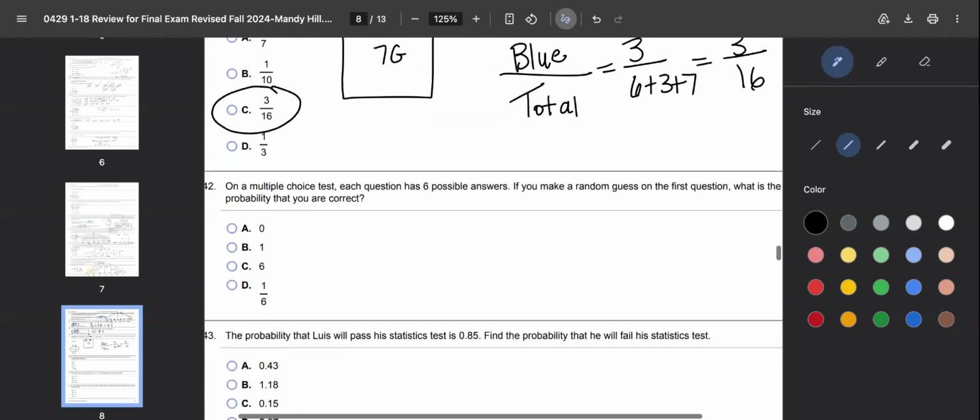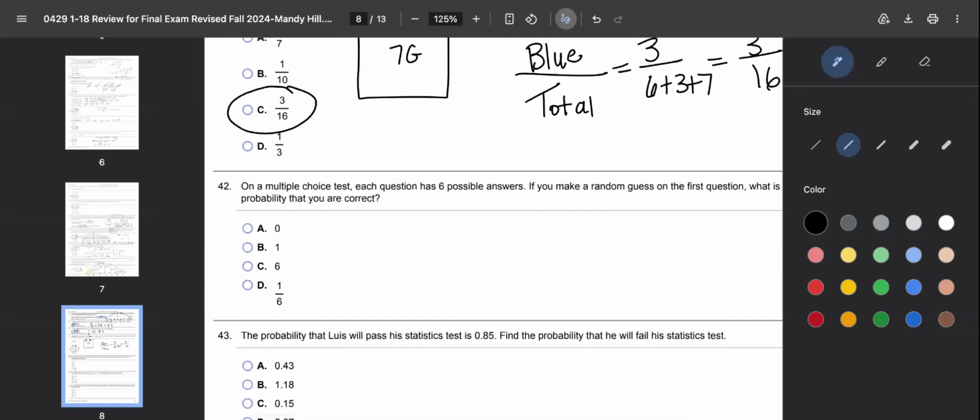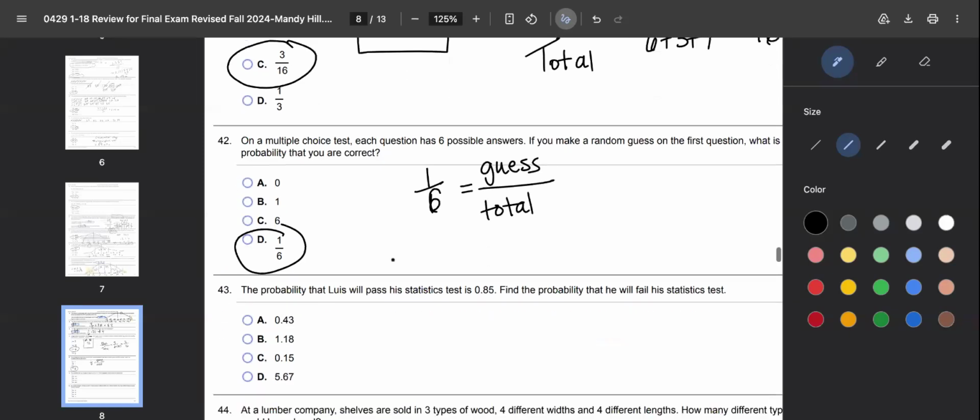On a multiple choice test, each question has 6 possible answers. If you make a random guess on the first question, what is the probability that you are correct? So if there's 6 choices and we just guess randomly, then we have a 1 out of 6 chance. This is our guess. We can only guess 1 out of the total, which is 6 choices. So we would have a 1/6 chance.